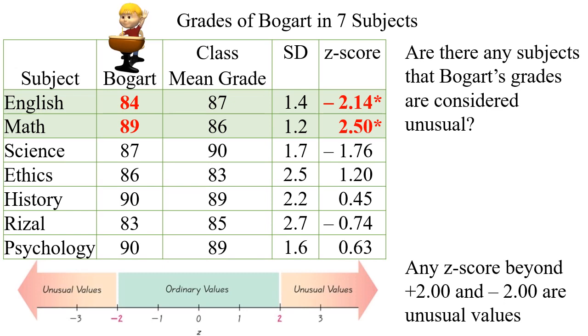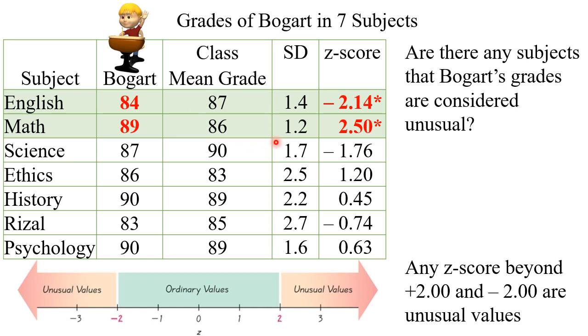The other question is: are there any subjects where Bogart's grades are considered unusual? According to the rules, any z-score beyond positive 2 or negative 2 is an unusual value. Since we already computed, class, their individual grades into z-scores, we can use the z-scores rather than again using the usual values formula. So as long as the z-score is within negative 2 to positive 2, they are usual. Any z-score that is less than negative 2 or greater than positive 2 is unusual.